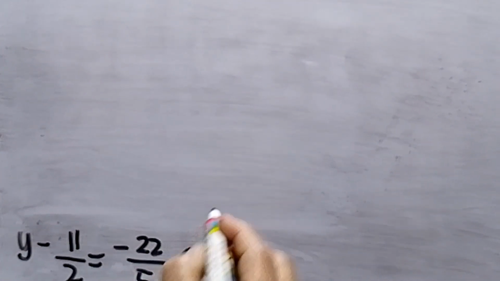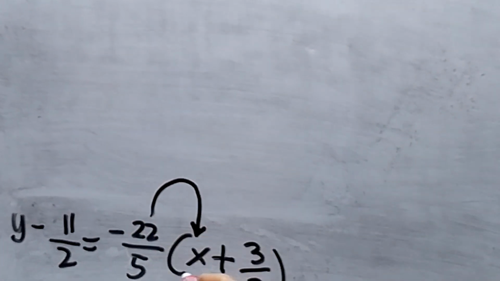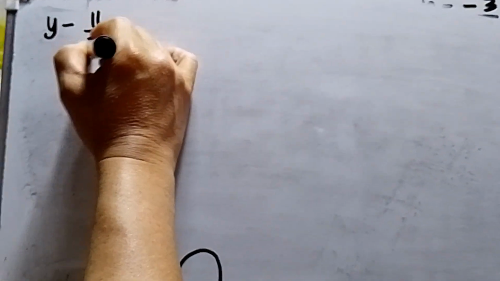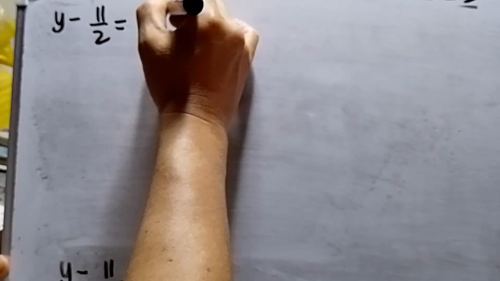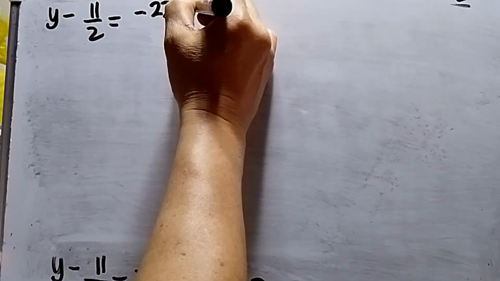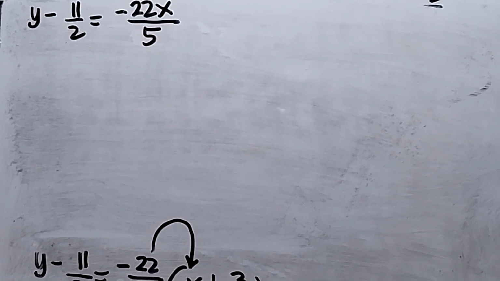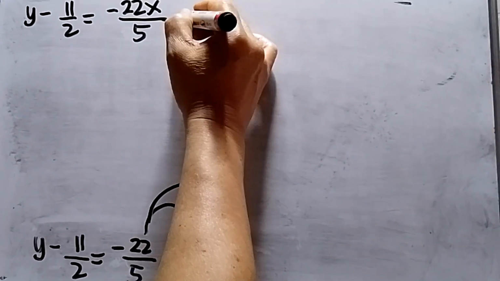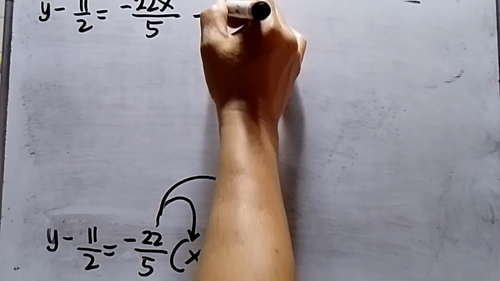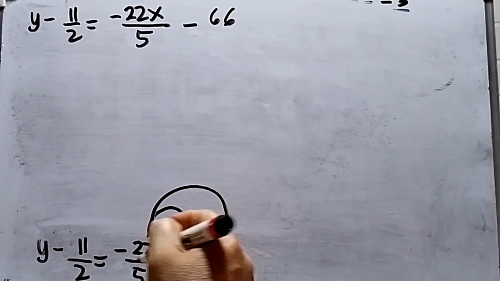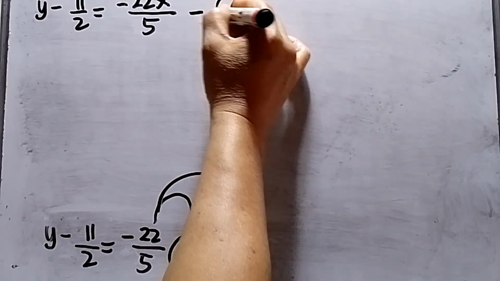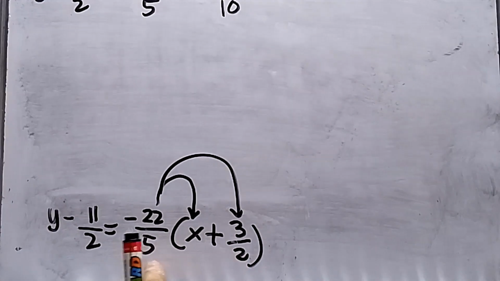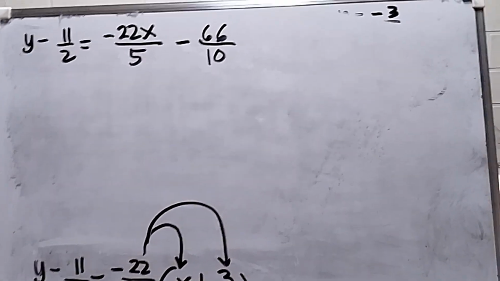So I need to distribute my slope to x. So this will be y minus 11 over 2 is equal to negative 22x over 5. And then distribute to the second one. So this will be negative times positive is negative 66 over 10. Let's see, 22 times 3 is 66, and then this is 10, right?